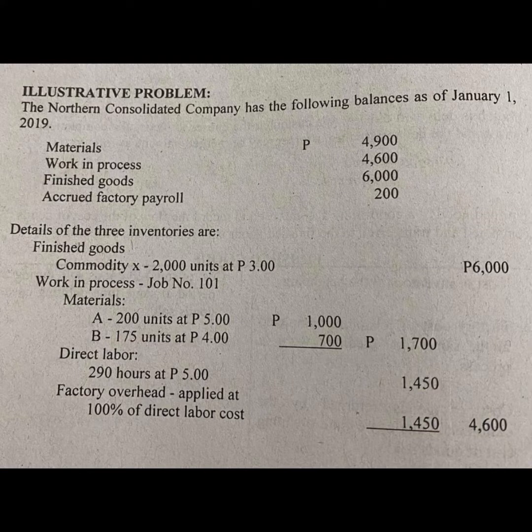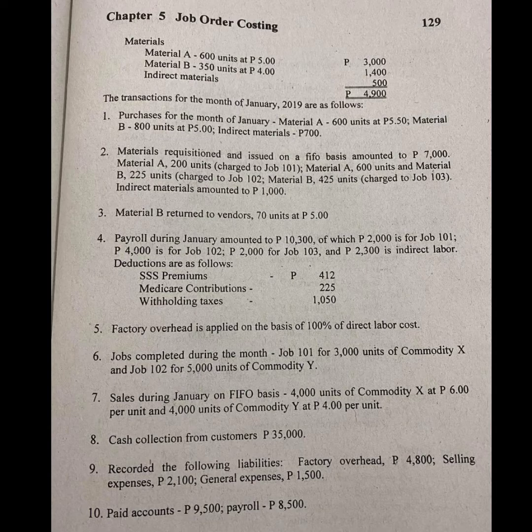Hi everyone, good day. Today I will be explaining about the journal entries, the stock cards for materials and finished goods, job order cost sheets, and cost of goods sold statement of the Northern Consolidated Company. The following are the balances of the Northern Consolidated Company as of January 1, 2019, and these are the transactions of the said company for the month of January 2019.